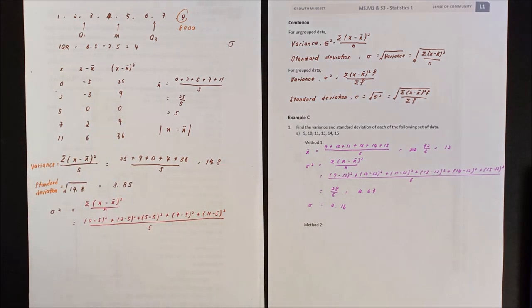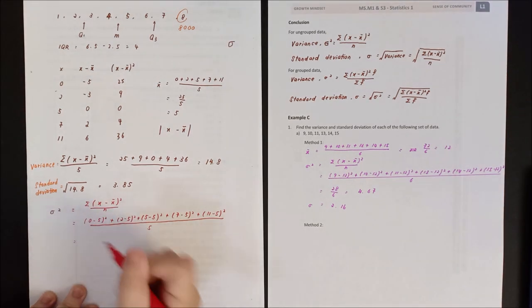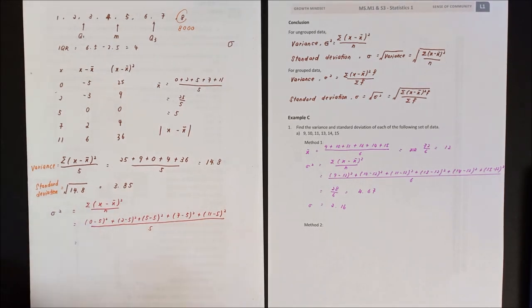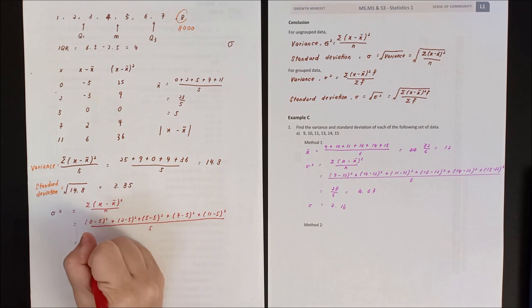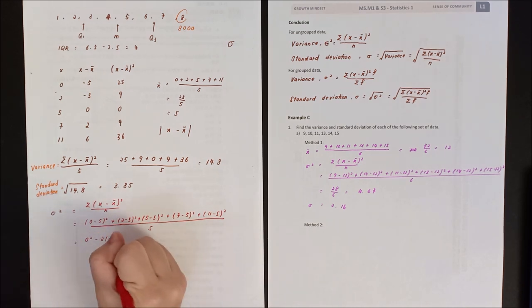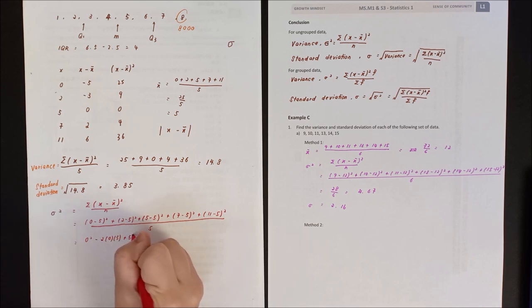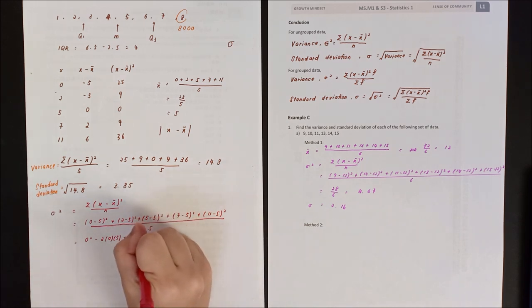Okay, correct? After that, let's try not to find the numerical answer, let's try to expand this. So for 0, when you expand it and multiply them together, you get 0 squared, right? Then you will minus 2 times 0 times 5, and then plus 5 squared, correct? When you expand this. Okay, second one, then what will you do?